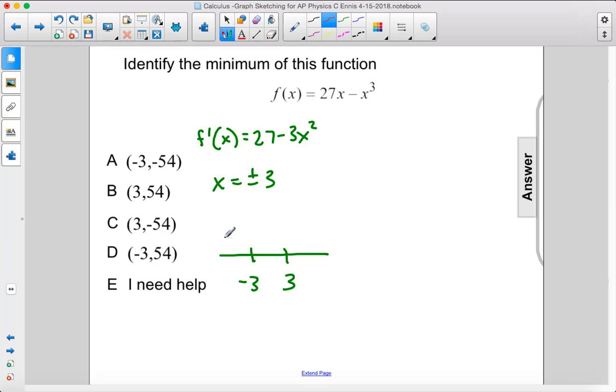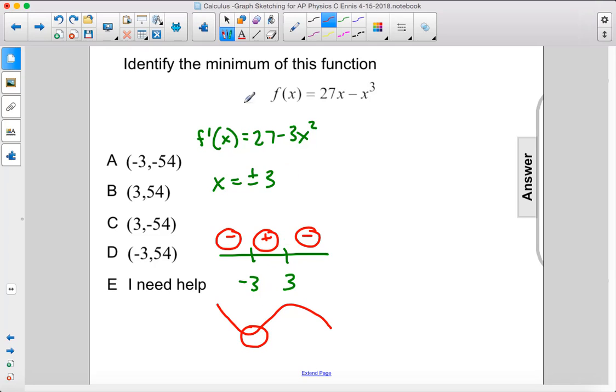the left of negative 3 are negative, all the values to the right of positive 3 are negative, and all the values between negative 3 and 3 were positive, which gives us roughly something that looks like this, where there was a maximum at 3 and a minimum at negative 3.